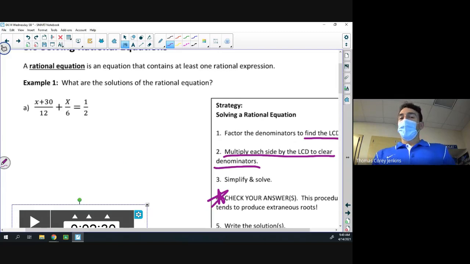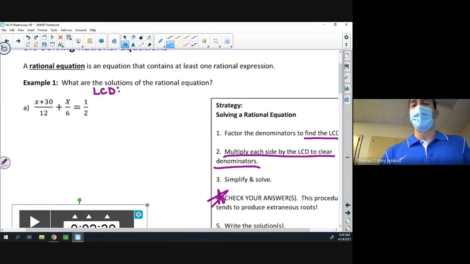So A has x plus 30 over 12 plus x over 6. And I know those x's look different, but let's just assume that they're both the same, and that's equal to 1/2. So on this one, we have 3 fractional parts, right? So what we want to do then is try to eliminate all of the denominators. So we think about an LCD.